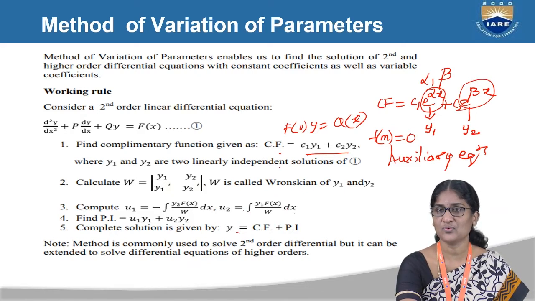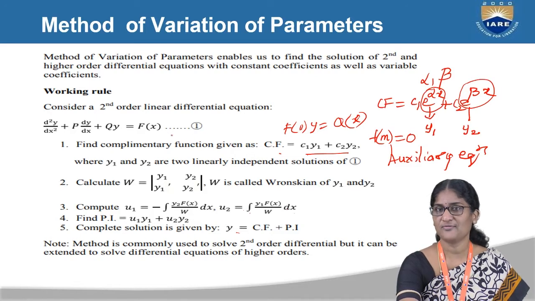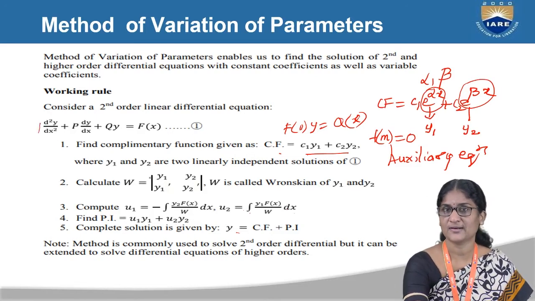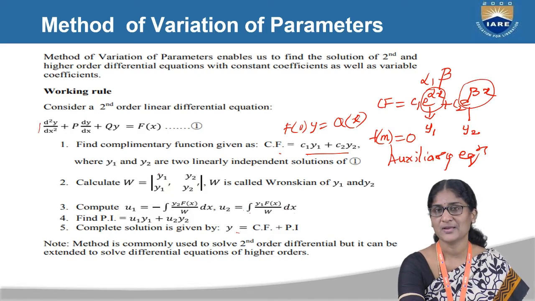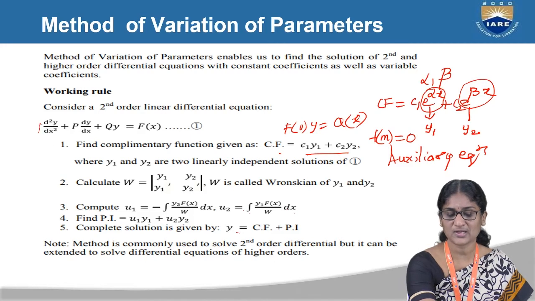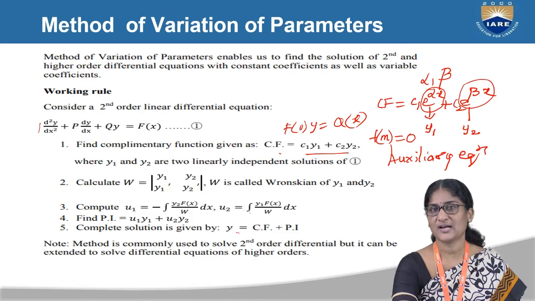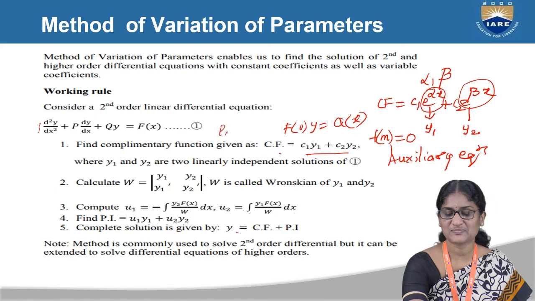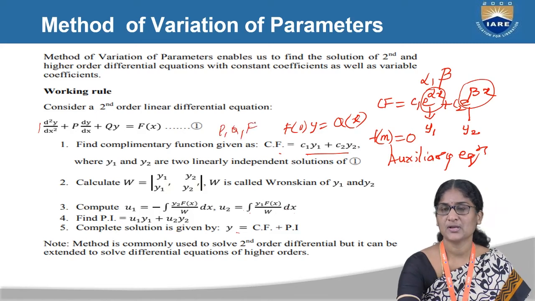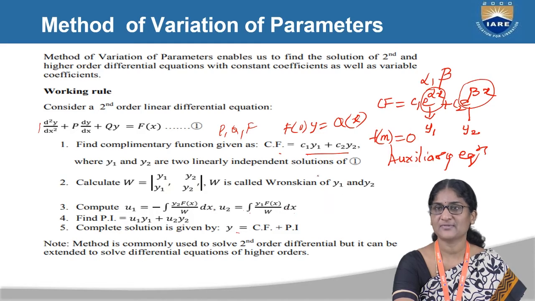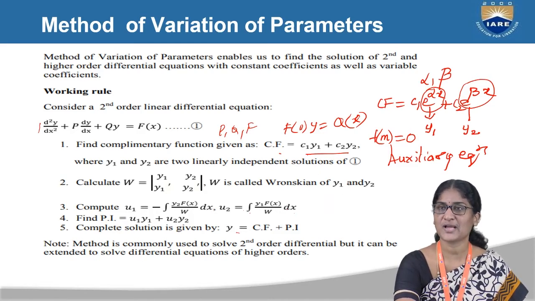First, we have to write the given higher order differential equation in general form. In general form, always remember that you should maintain one as the coefficient here. If you have any variable there, divide throughout by that variable so that you maintain a constant coefficient for the higher derivative. After writing in standard form, recognize the P, Q and F values. Then find the complementary function by writing the auxiliary equation. The complementary function is given as C1 into Y1 plus C2 into Y2.